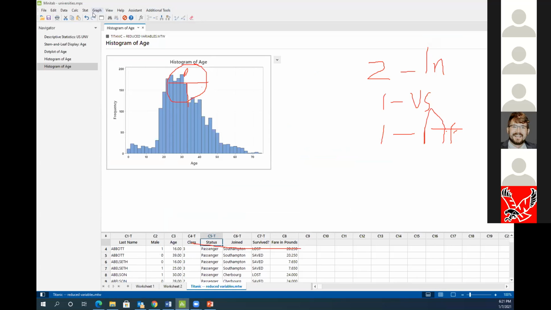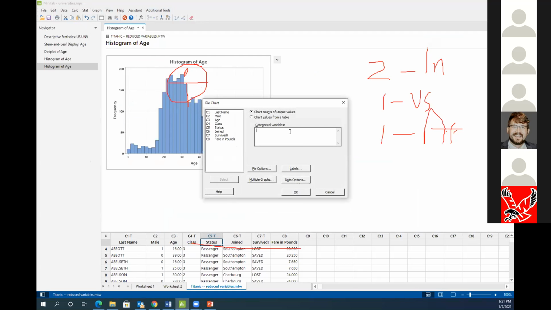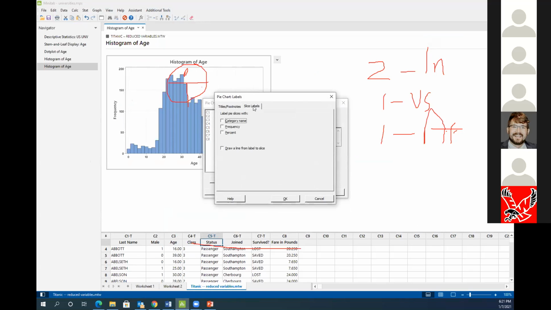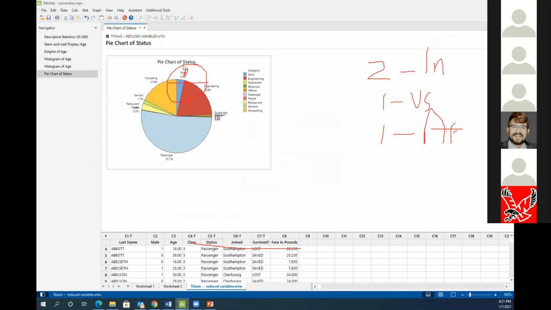So let's say I'm going to do a pie chart here. Where is status? Right here. I'm going to put the labels here, not percentage. Okay, so I'm just going to do it here, and let me clear all the drawing.